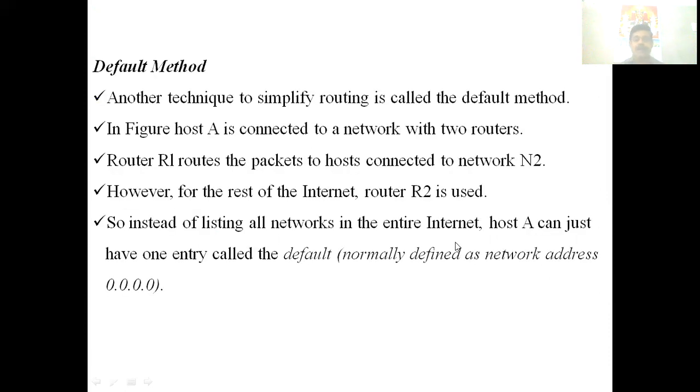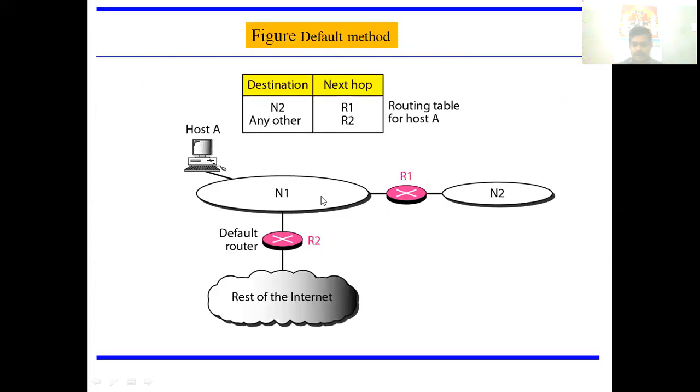The next one is the default method. Here in the default method, this is how you make the routing table: you have a host A which is connected to N1, and some devices connected to N2 through router R1, and all other networks are connected to the router R2.